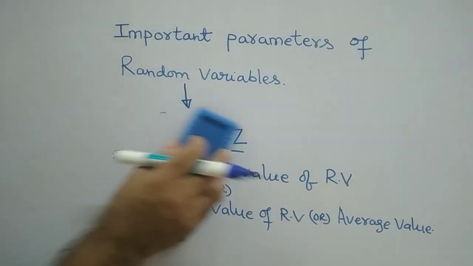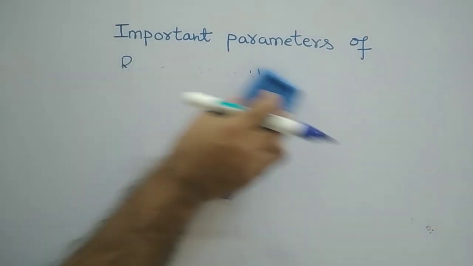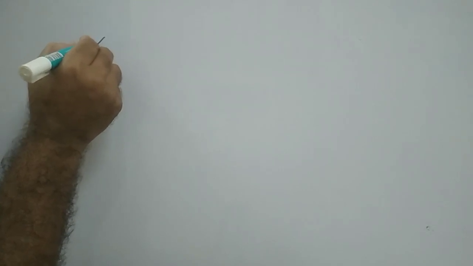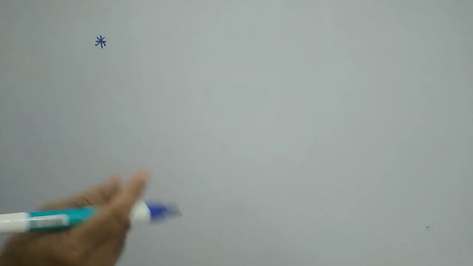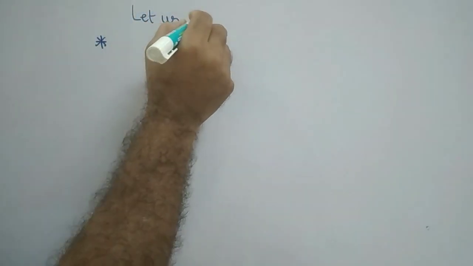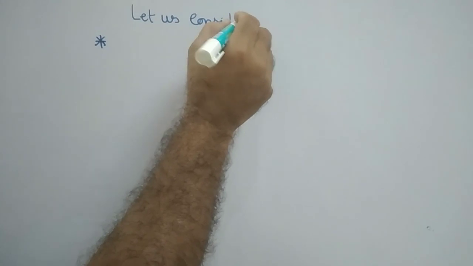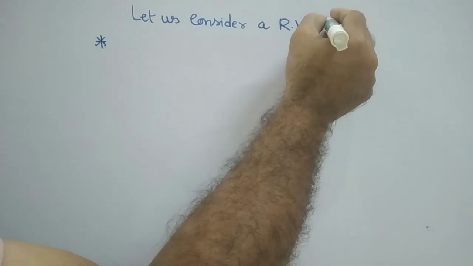What is this expected value? How can this be denoted? Now I will explain in detail, so you follow this very carefully. For our convenience, I am considering a single random variable, capital X. Let us consider a random variable X.